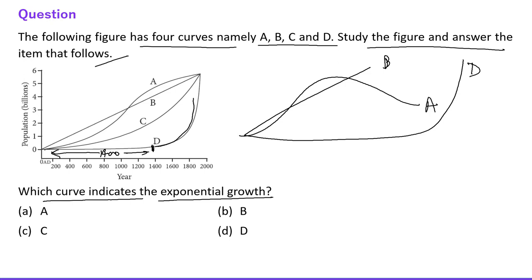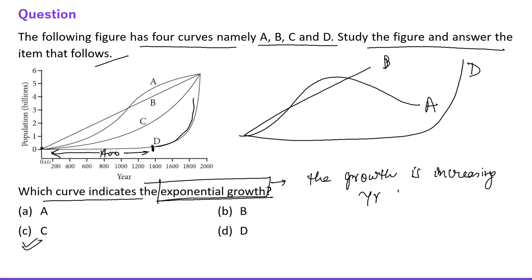But C is increasing from the beginning and it is increasing day by day. I mean, year by year, it is increasing, right? Fine. So C is showing exponential growth, everyone. Exponential growth means, again, the growth is increasing year by year. So this is exponential growth. So C is showing that pattern. Alright, so now let's move to the other one.